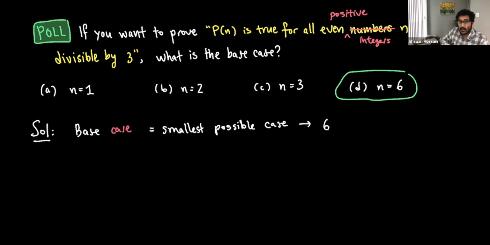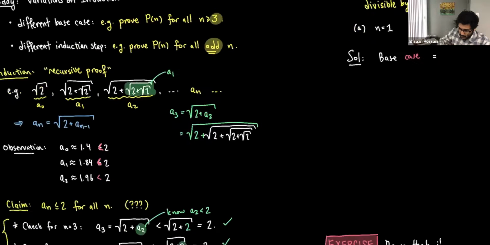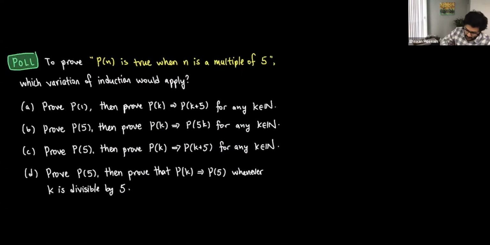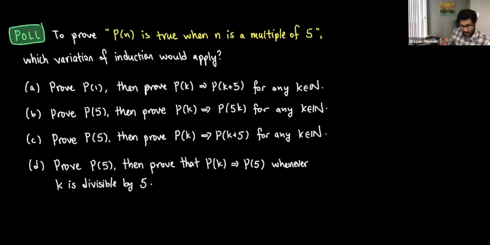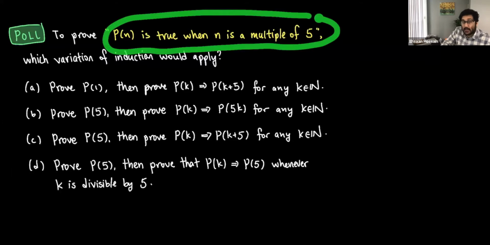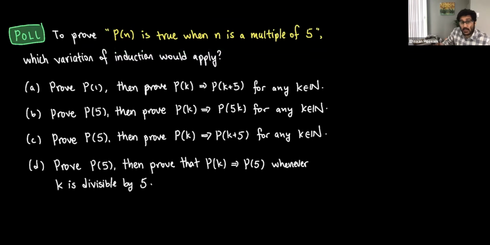Okay. Now let's go to the next polling question. I see a lot of questions in the chat. I'll try to see if you can answer each other's questions, just so I can move on here. Okay, so this polling question, I'll put up the poll, but don't start answering it until I read the question to you. This question says, if P of n is a statement, and I want to prove that P of n is true when n is a multiple of 5, what's the induction step?